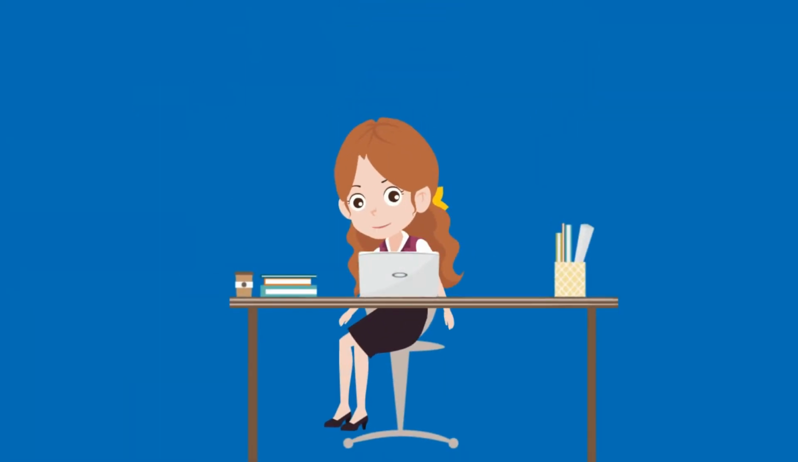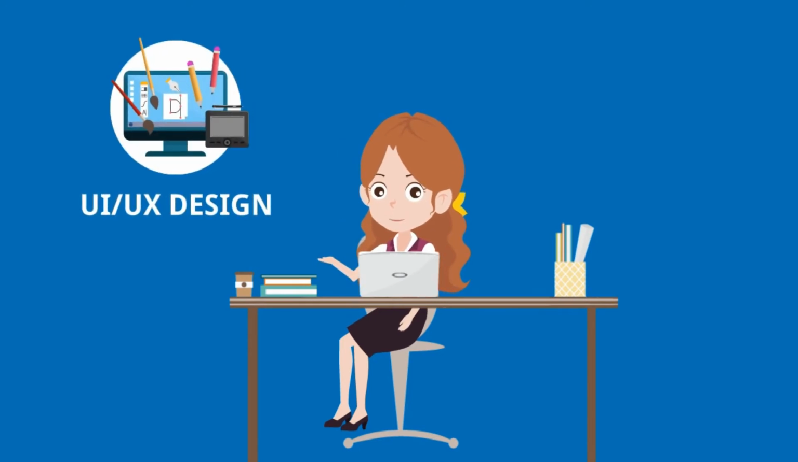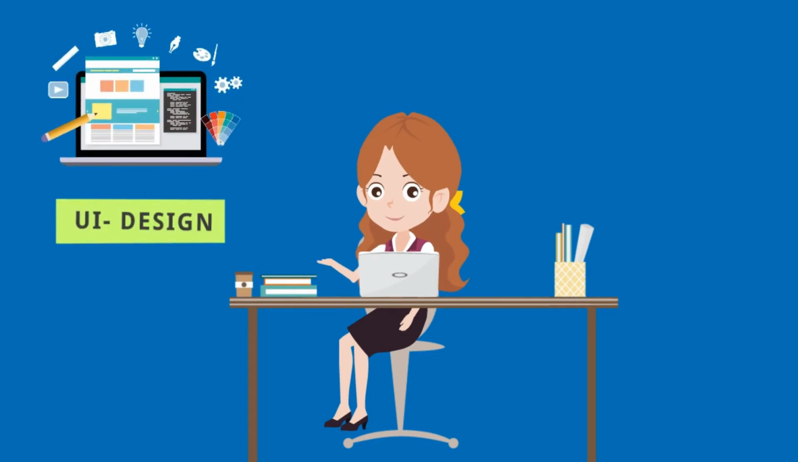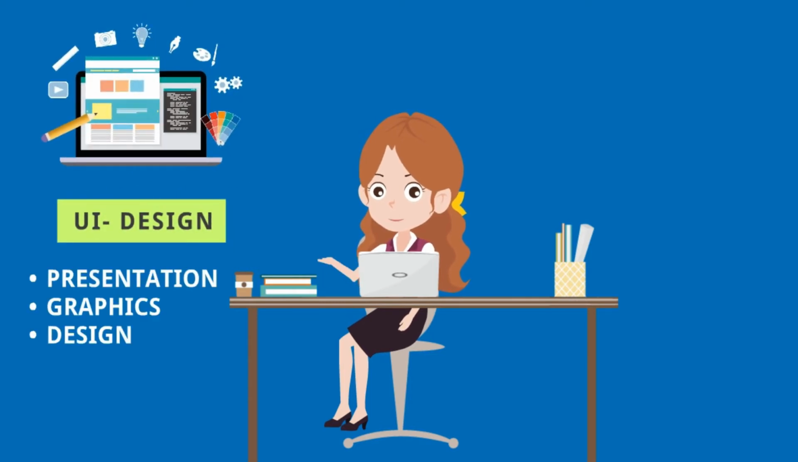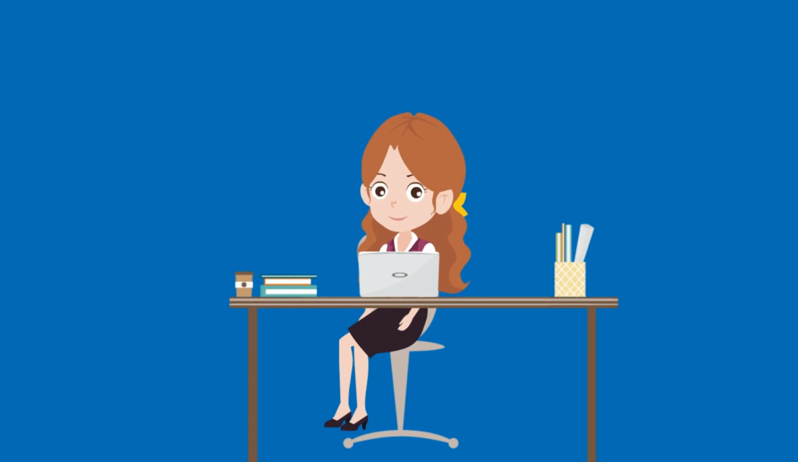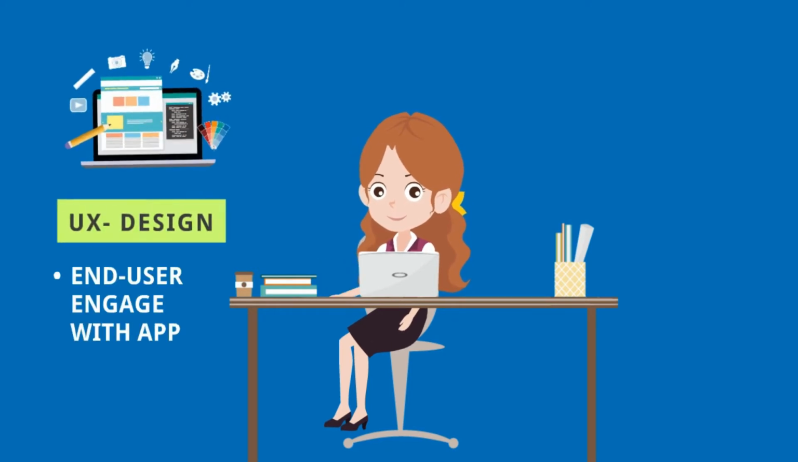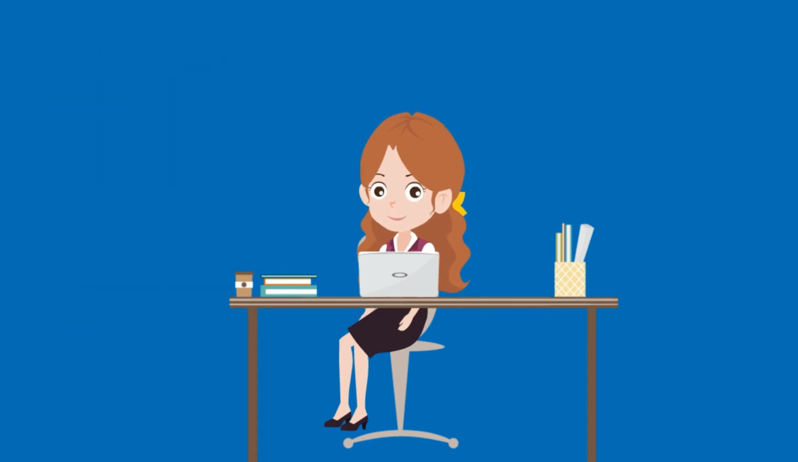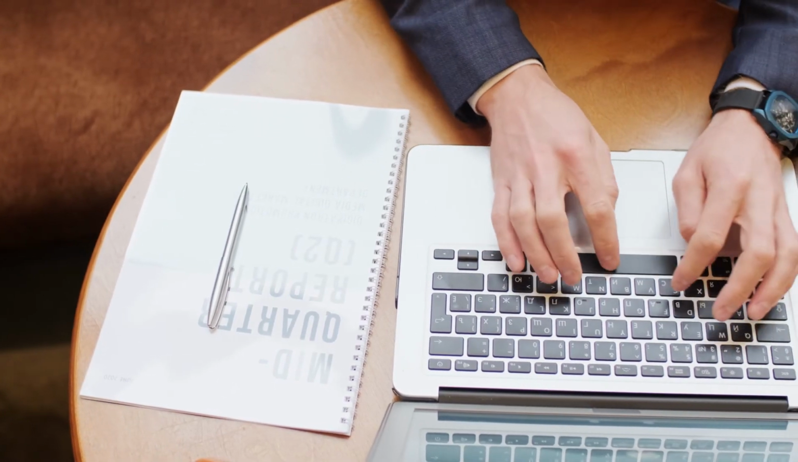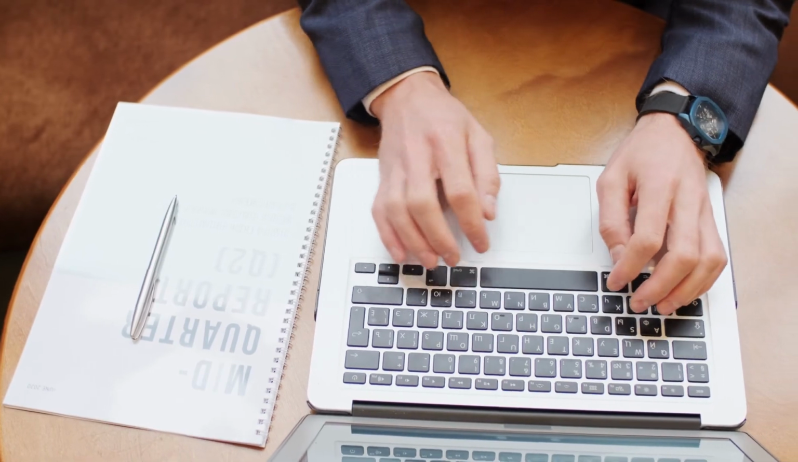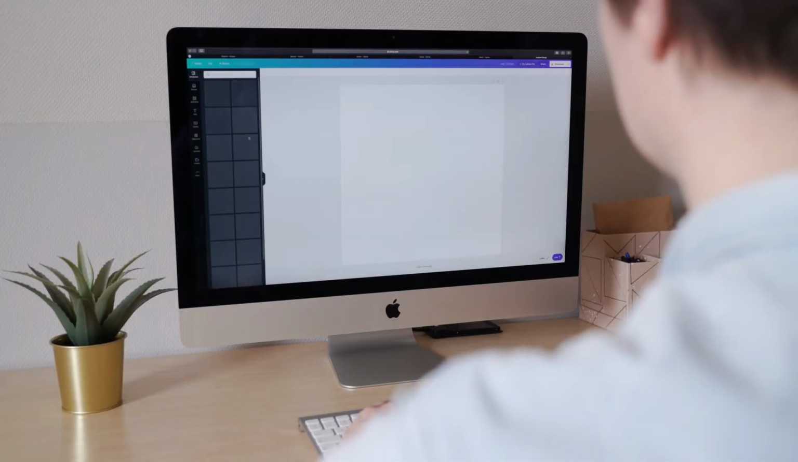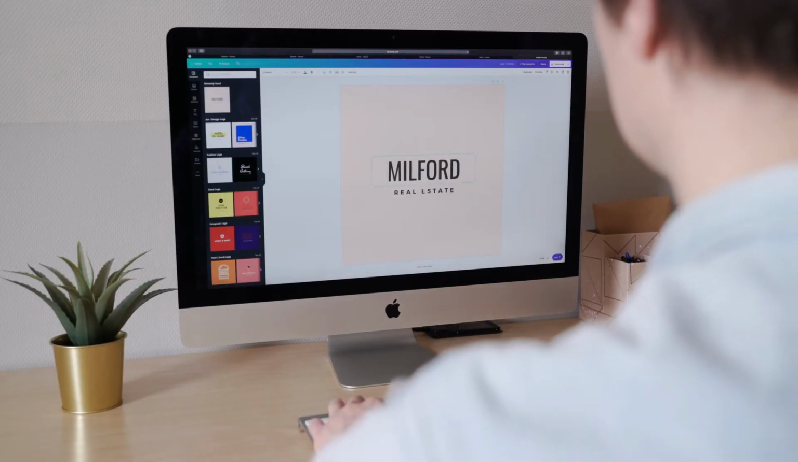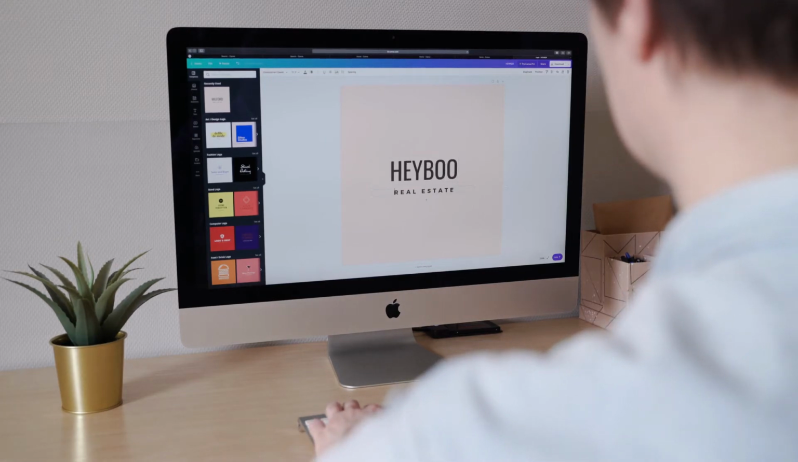Step 3. UI UX design. UI UX is a significant part of the app because it is something that will make your app look spellbinding and will attract the users. UI looks at the entire presentation, graphics, and the design of your app, while UX focuses on how end users can engage with your app with ease. You need to hire an app designer to create the user interface, or you can opt for various online designing tools that allow you to choose a template and customize it by yourself.